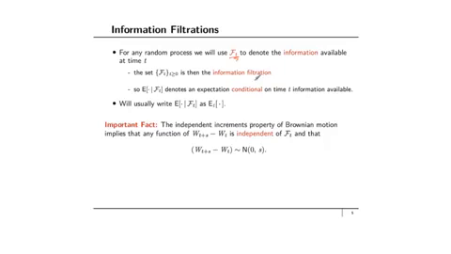The important fact I want to introduce is the following. The independent increments property of Brownian motion implies that any function of W(t+s) minus W(t) is independent of Ft. In other words, knowing all of the information available at time little t tells us nothing about the increment W(t+s) minus W(t). So that in particular means that W(t+s) minus W(t) is normal with mean 0 and variance s. And that's even conditional on time Ft information.